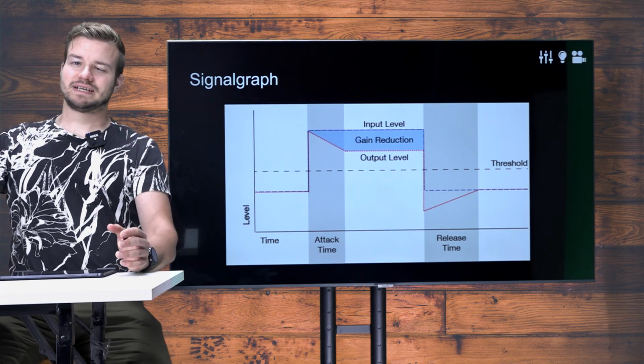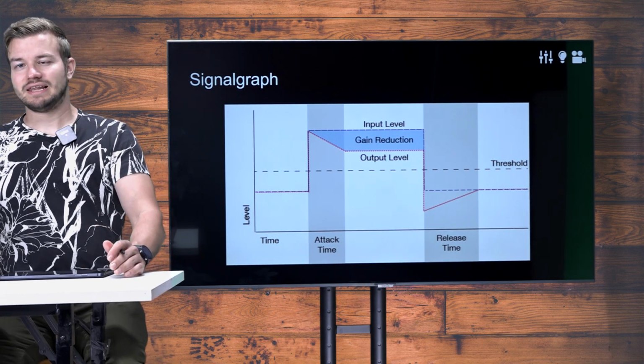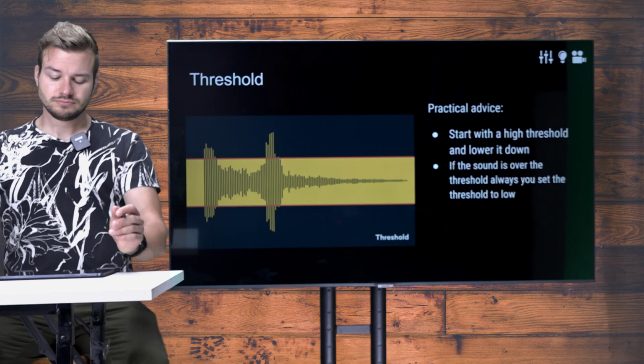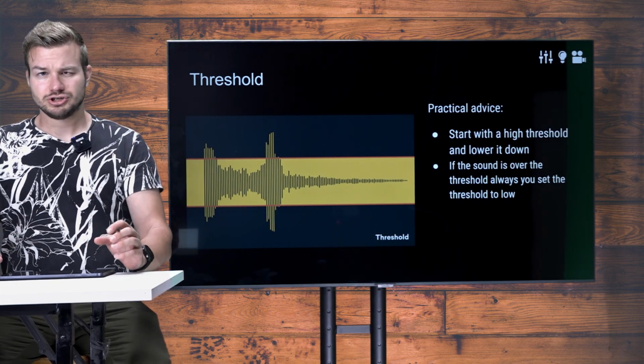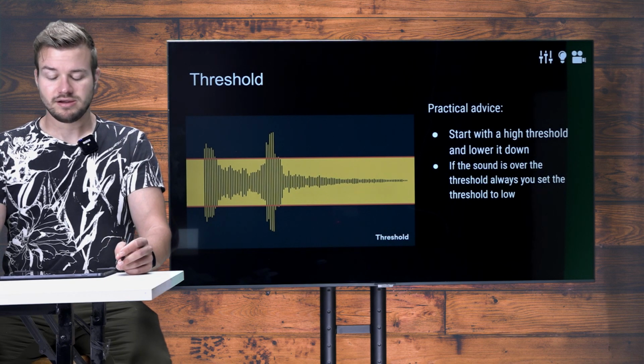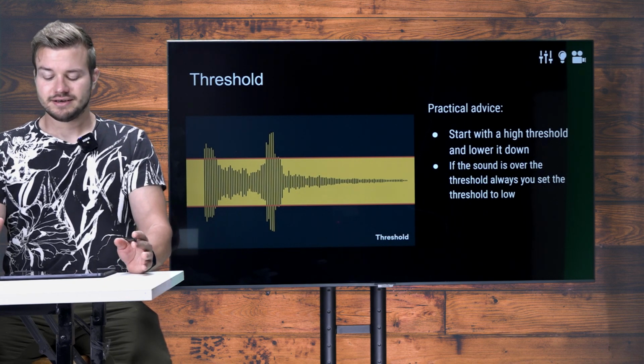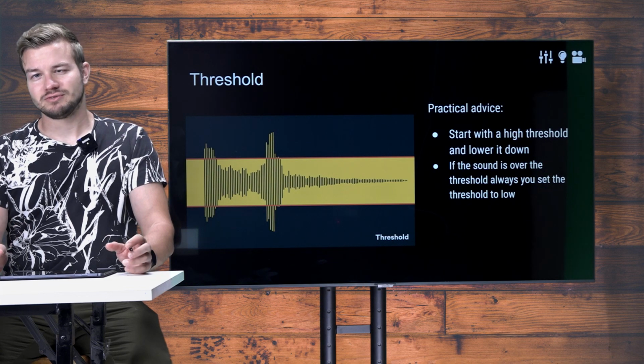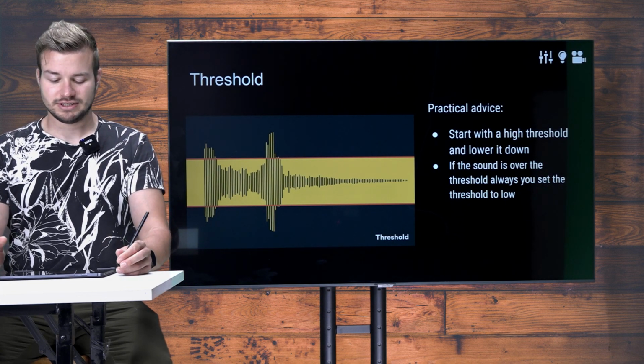So that was basically almost all of the parameters available in a compressor. So let me now show you a few pictures where I explain the different parameters again, and I also want to give you some advice on how you can use the compressor in good ways.